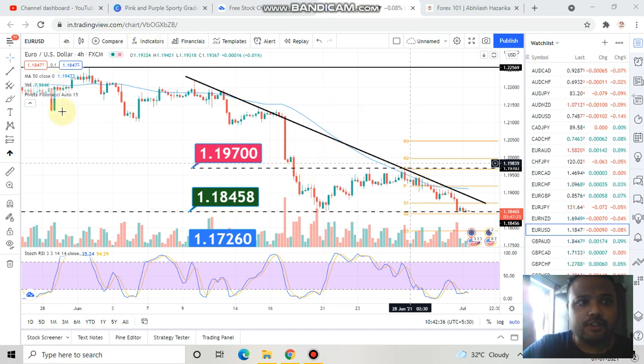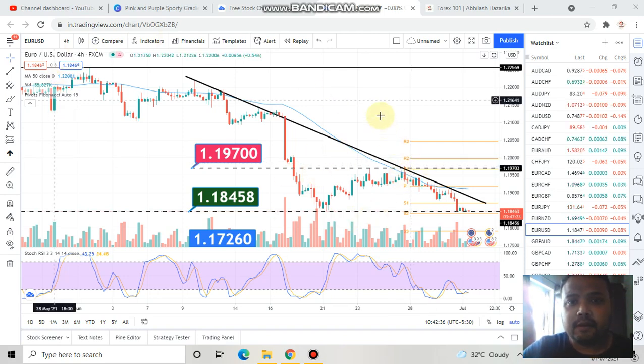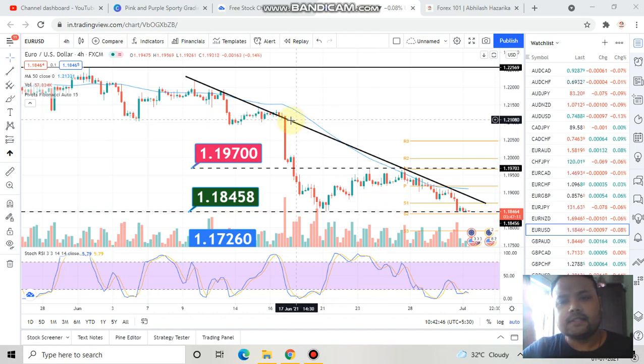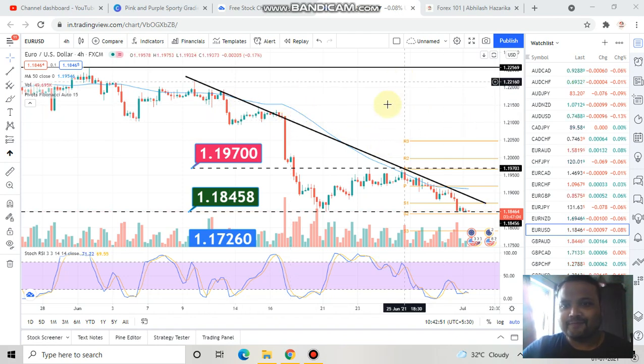So this is the 4 hours chart of Euro USD. Yes, my favorite 4 hours time frame. And I can see that nothing much has changed in the chart of Euro USD. This black line is still acting as a severe resistance for the market. So let's do the analysis first.